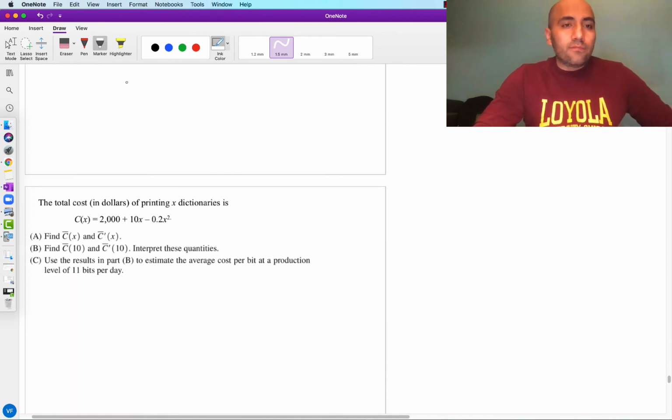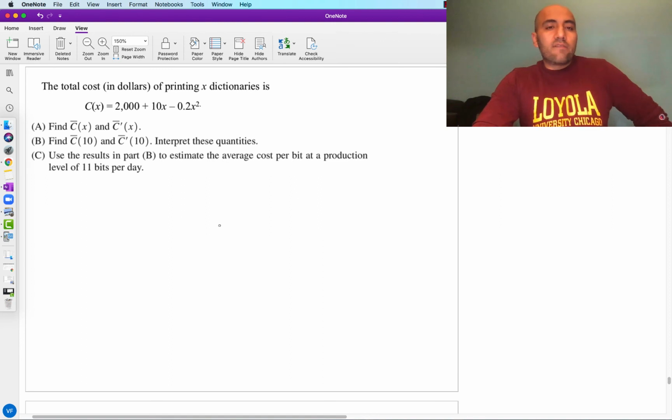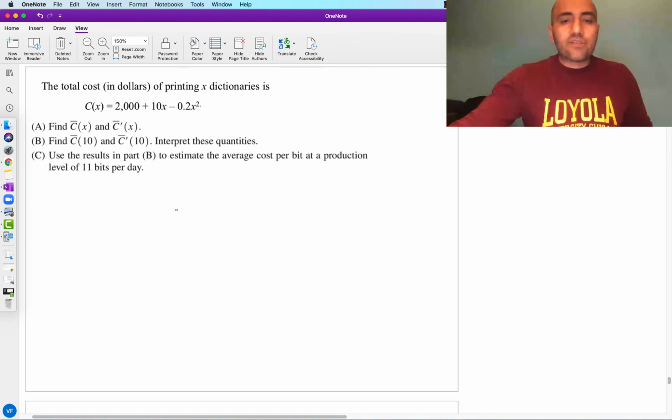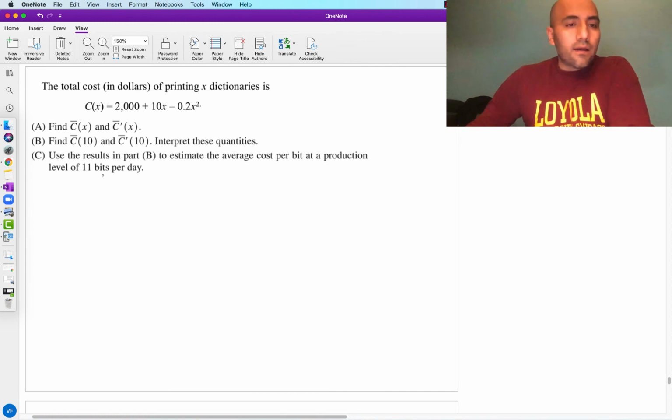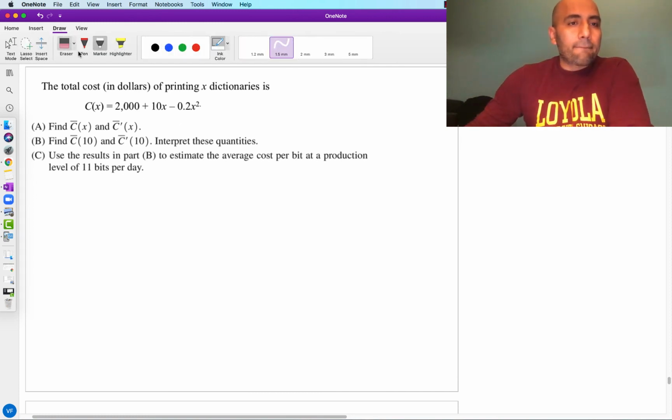Okay, so for example, the total cost of printing X dictionaries is given by this equation. So the cost function is here. They ask us to find the average cost and then the marginal average cost, and then evaluate those two at 10. And then use the results in part B to estimate the average cost per Bible at a production level of 11 Bibles per day. Okay, so this is going to be easy compared to that huge problem we just did.